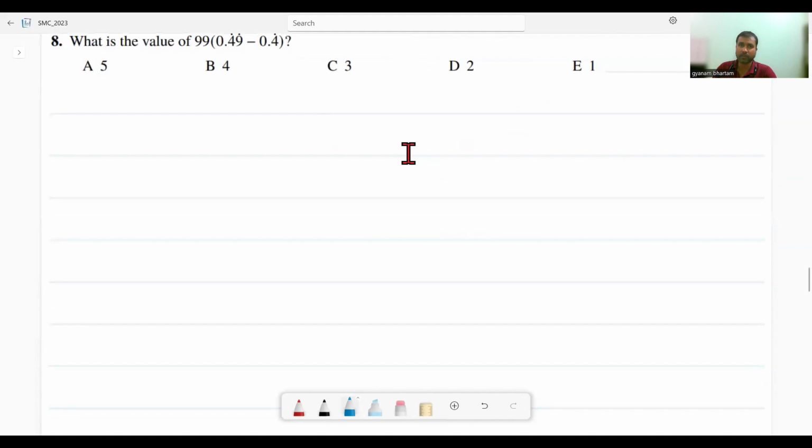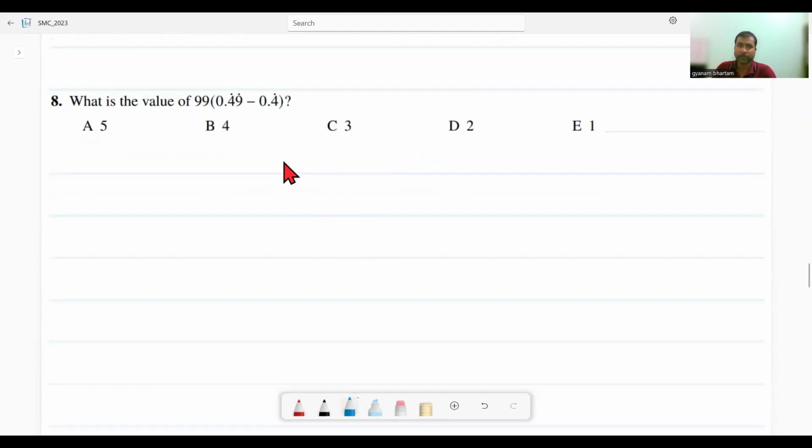Okay, next one. What is the value of 0.4949 goes on, minus 0.4444 goes on, right? This is what we have.